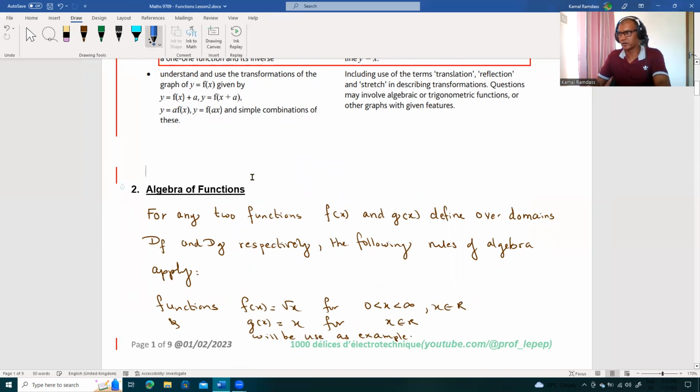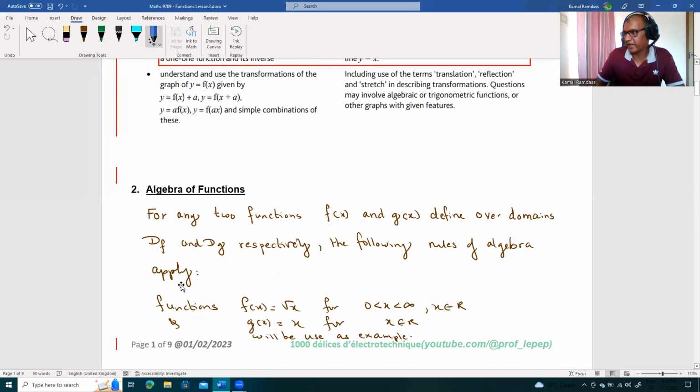Pour introduire the algebra of functions, OK? Nous devons bien comprendre qu'il y a une différence entre the composition of functions et the algebra of functions. Comme on peut dire algebra, on peut dire addition, multiplication, subtraction and division of functions. Et nous prenons for any two functions, f of x and g of x defined over domains df and dg, respectively, the following rules of algebra apply.